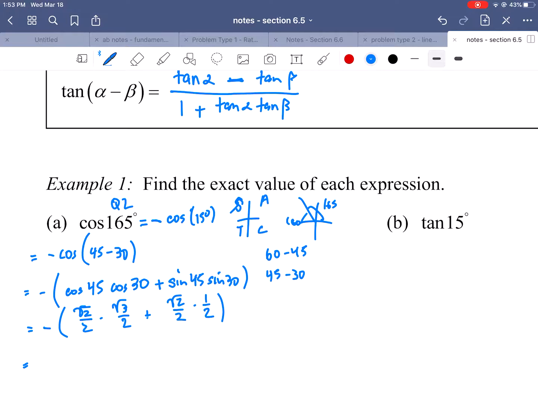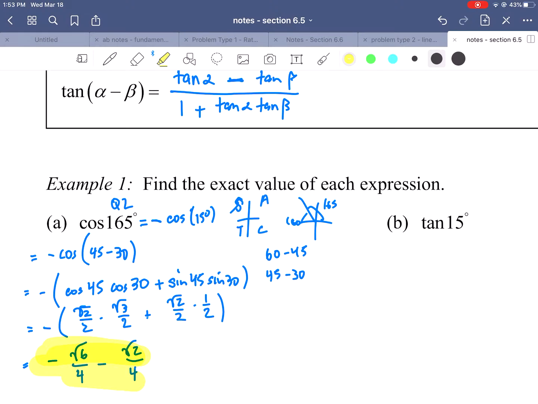And now for the final answer, I'm going to do two things. I'm going to distribute this negative that's right here to both of these terms, and then I'm going to multiply those numbers together. So negative root 2 times root 3, since both of those numbers are underneath a radical, I can write it as root 6 divided by 2 times 2, which is 4. And then minus root 2 times 1 is root 2, divided by 2 times 2 is 4. And so there I have my final answer right there.